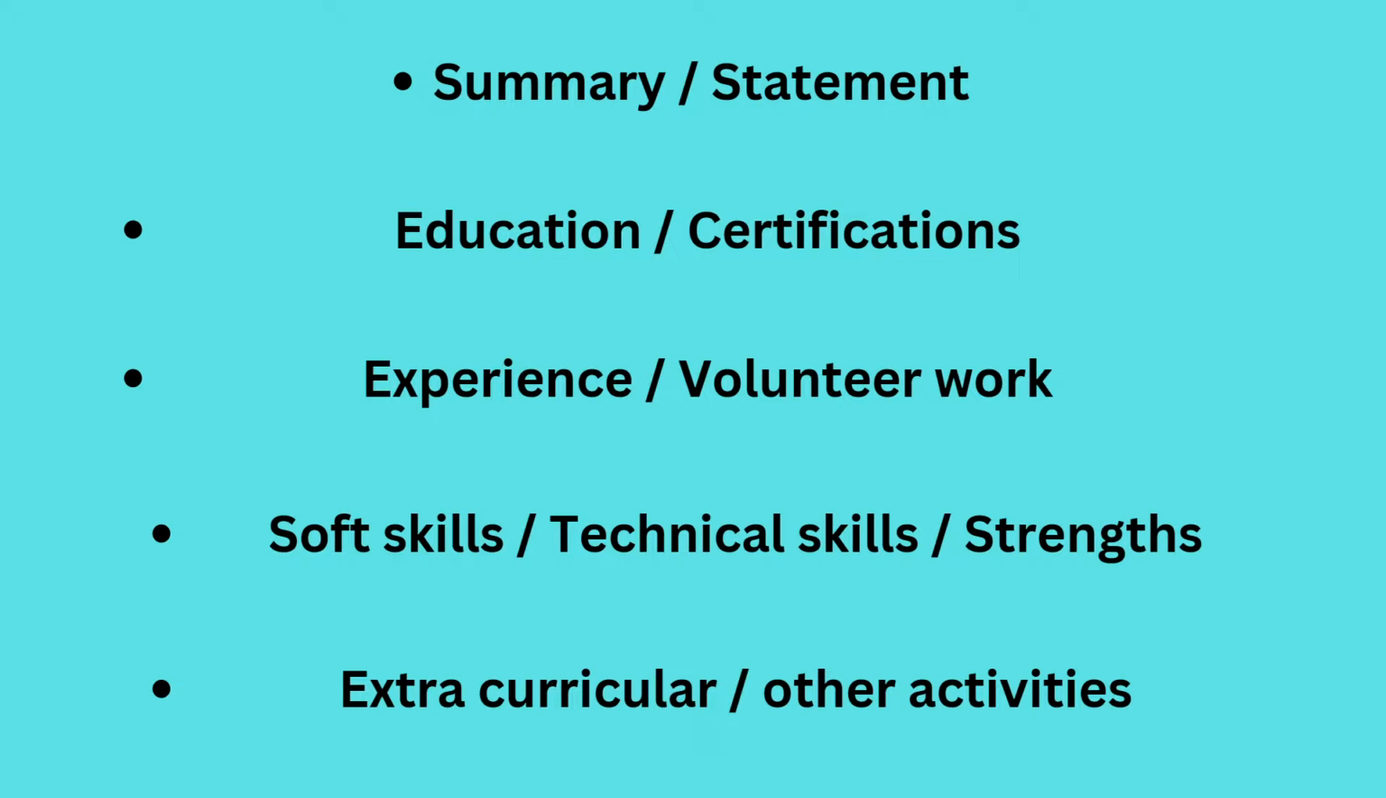Okay. Then you have to review your resume by having a look at the sample resume which is given in the student workbook part B, and then you have to compare the different sections given in the sample with your own resume. You should identify the sections that are different or not in your resume and give yourself 1 mark for each of the following sections in your resume, like summary statement, education and certifications, experience, volunteer work, soft skills, technical skills, strength, extracurricular other activities.